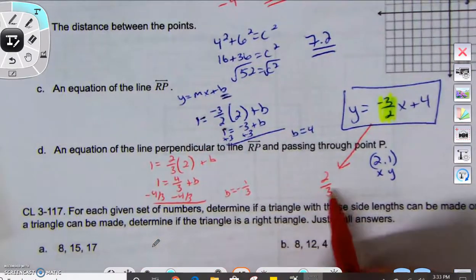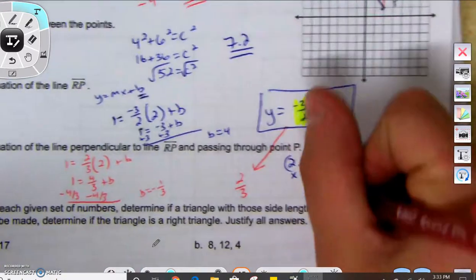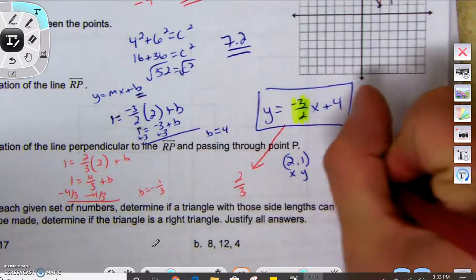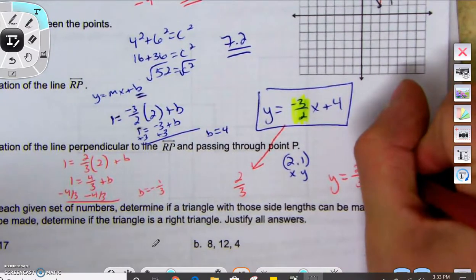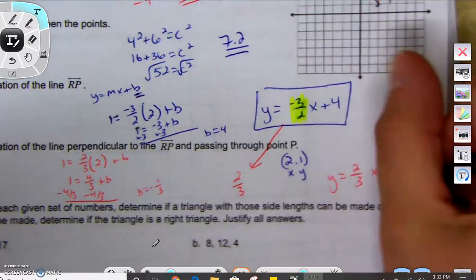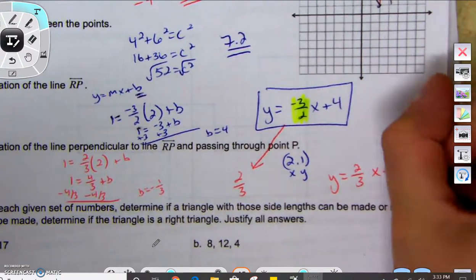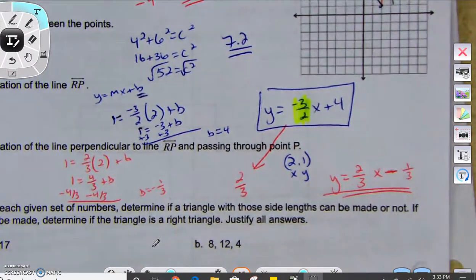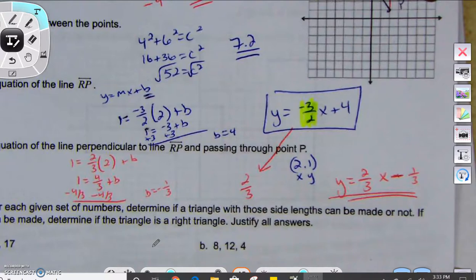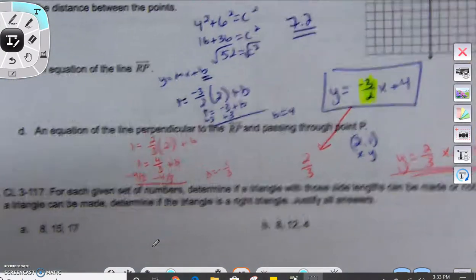Now I know my b, I know our slope, so we have the ability to write our equation. So if I wrote that over here, we have y equals positive 2/3 x and negative 1/3, so minus 1/3. So there's going to be our equation that is perpendicular to RP, the line above, and passes through point P.